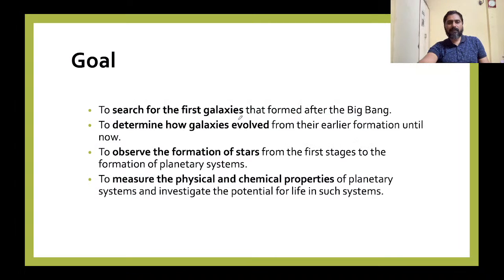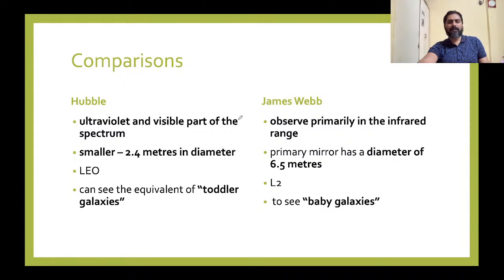Now let us compare the Hubble telescope and the James Webb telescope. James Webb telescope observes in the infrared range. Because it observes in the infrared range, it can see farther than the Hubble telescope. Hubble observes only in the ultraviolet and visible part, so it cannot see very far away objects. And the diameter of its mirror is also small. We have small mirrors here, and here we have very large mirrors.